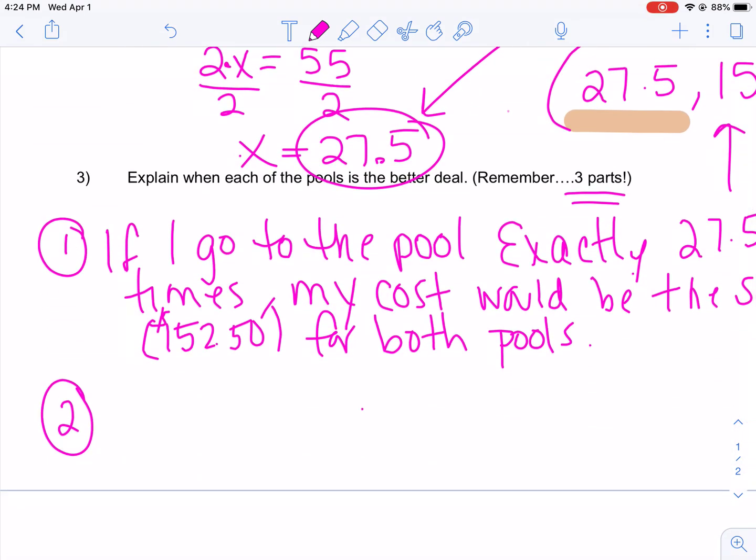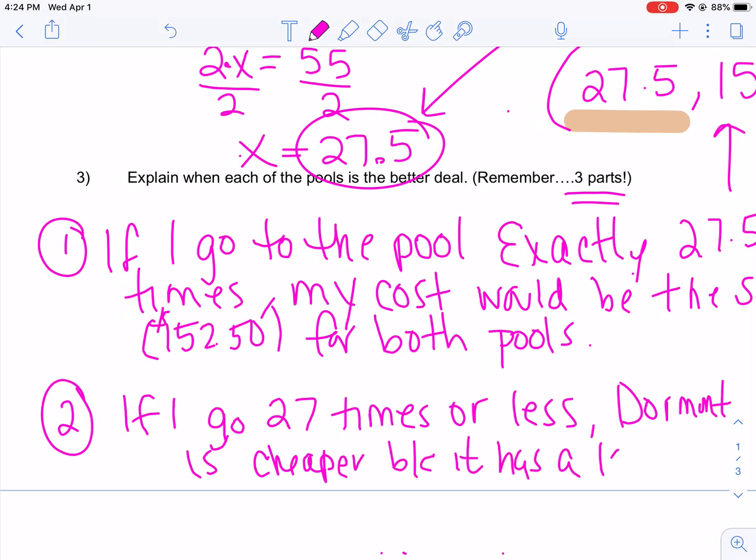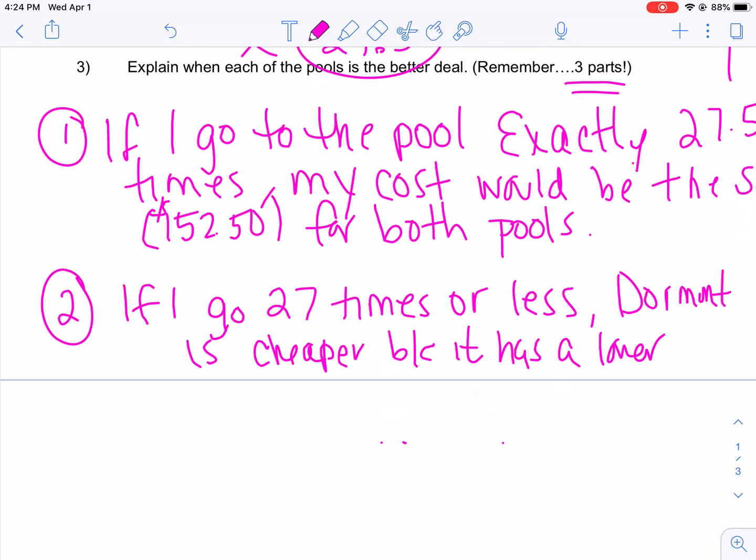So the second part is, if I go 27 times or less, Dormont is cheaper because it has a lower one-time fee.